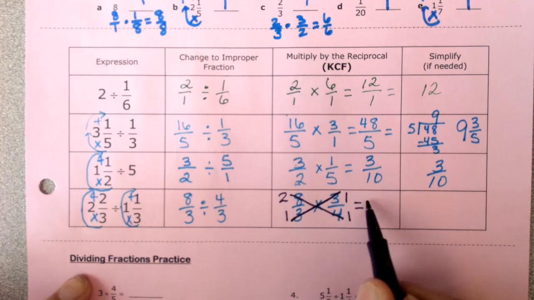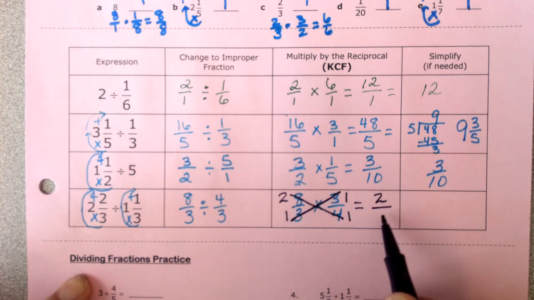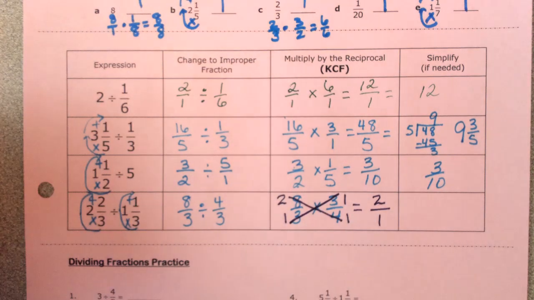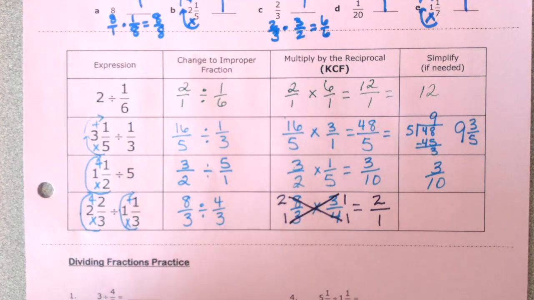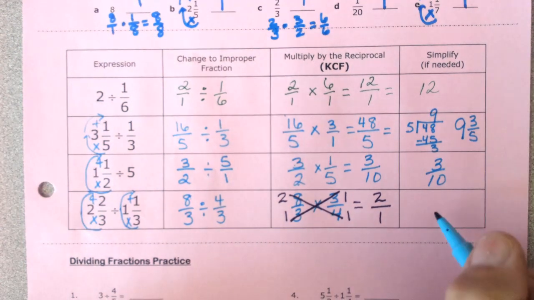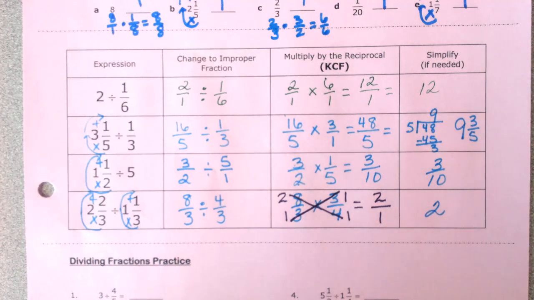So when I do top times a top, I get 2. Bottom times a bottom, I get 1. And our simplified answer, 2 divided by 1, is 2, just like that. Now I'm going to do the other 6 problems on the bottom. If you would like to pause the video and try it on your own, you can. Or if you've already finished it, you can just keep going. Okay, here we go.